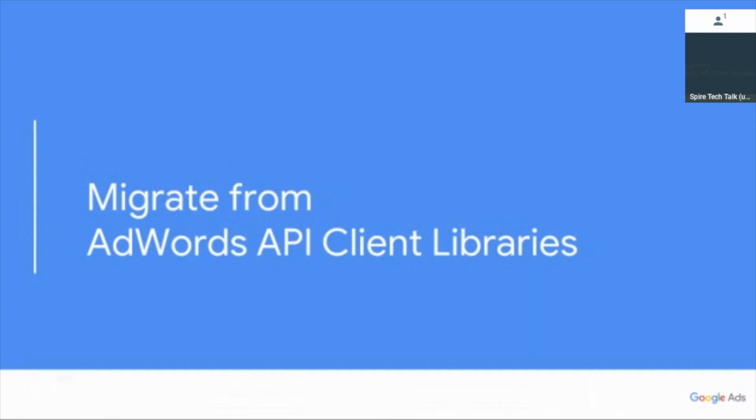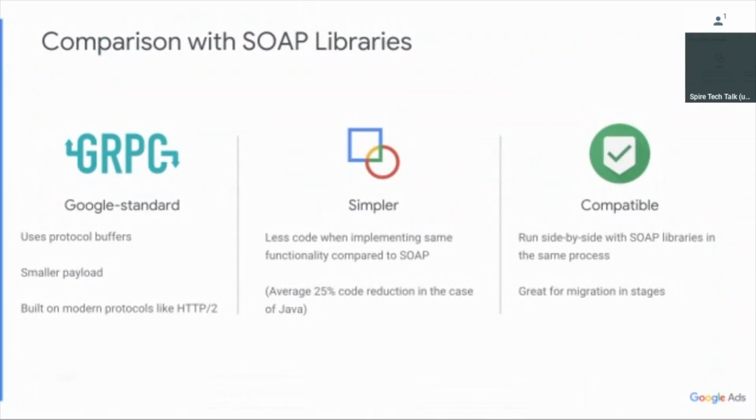So with that, I want to cover a few points about migrating from the old AdWords API client libraries. So it's a comparison with the SOAP libraries. The first thing is that the SOAP libraries naturally use SOAP as a protocol, so it has SOAP XML going over HTTP1. Then this one instead uses gRPC, which uses protocol buffers, which leads to a smaller payload. And the traffic actually happens over HTTP2 because that's what gRPC uses.